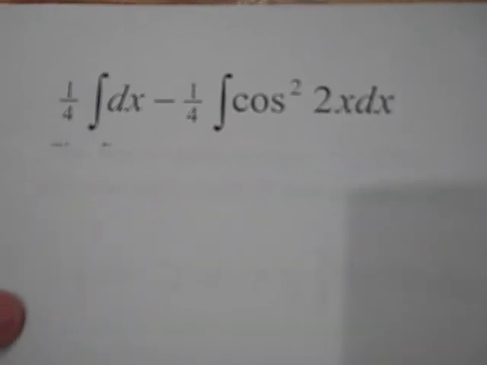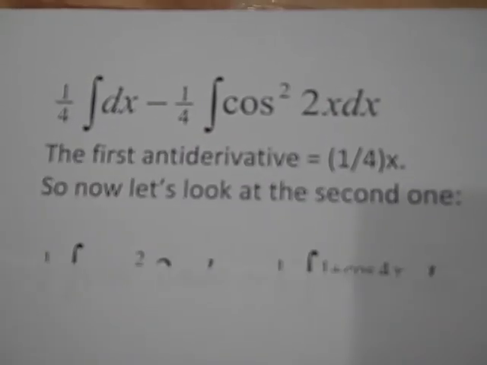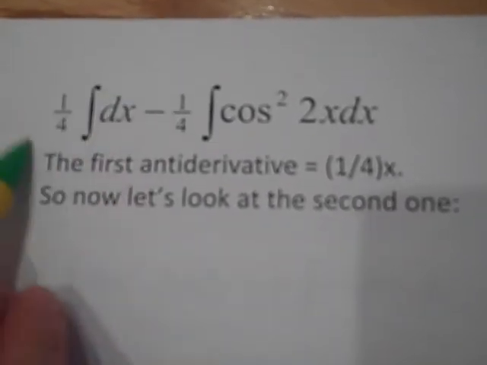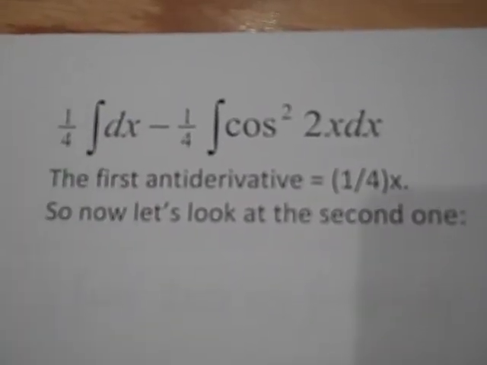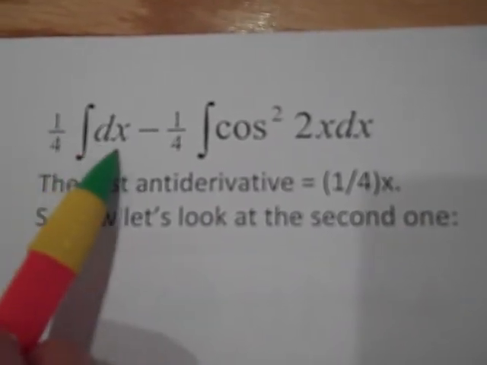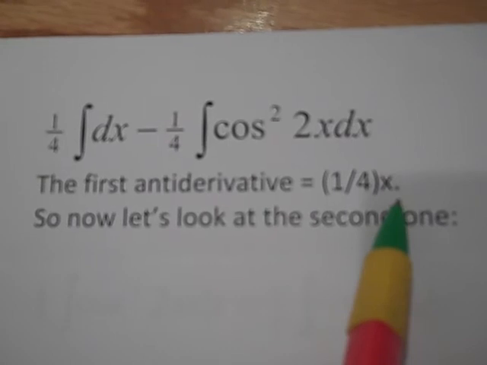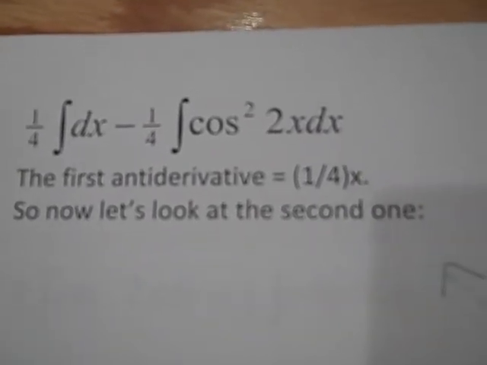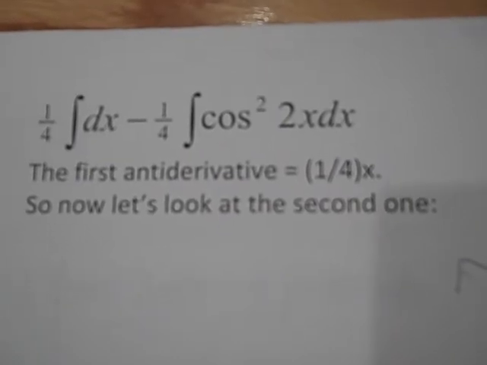All right. Now let me show you, my admonition before is going to come into play in just a minute. Let's get rid of this first antiderivative. I don't mean get rid of by just doing away with it, but let's find its antiderivative. 1/4 dx, integral dx is 1/4 x. So we're going to keep that in mind now. Remember, that's going to have to be part of our final answer. Now let's look at the second one.